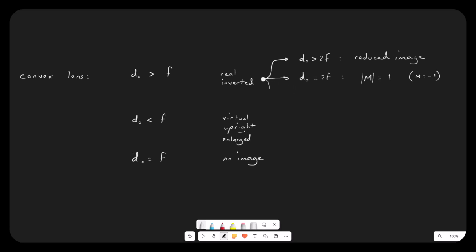And if my object distance is less than double the focal length, but I'm still outside, right? So I'm still between those, then I get an enlarged image. That kind of summarizes what's going on with convex lenses and image formation, and hopefully makes things pretty clear.